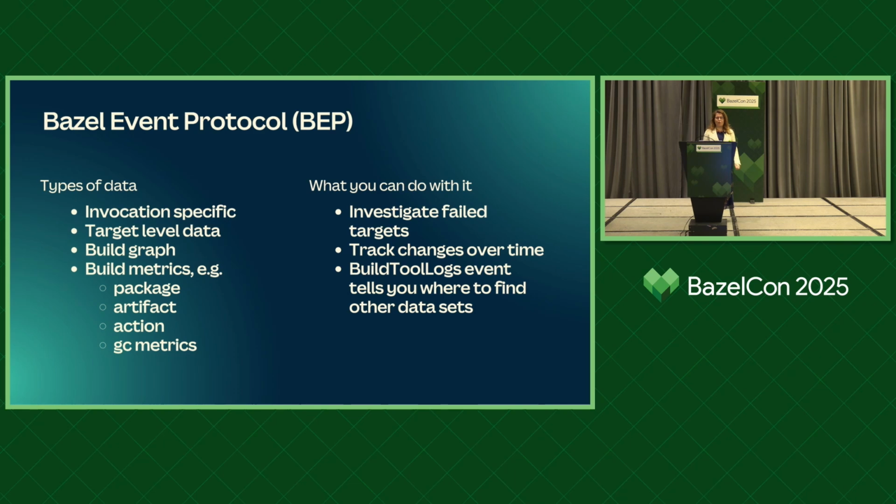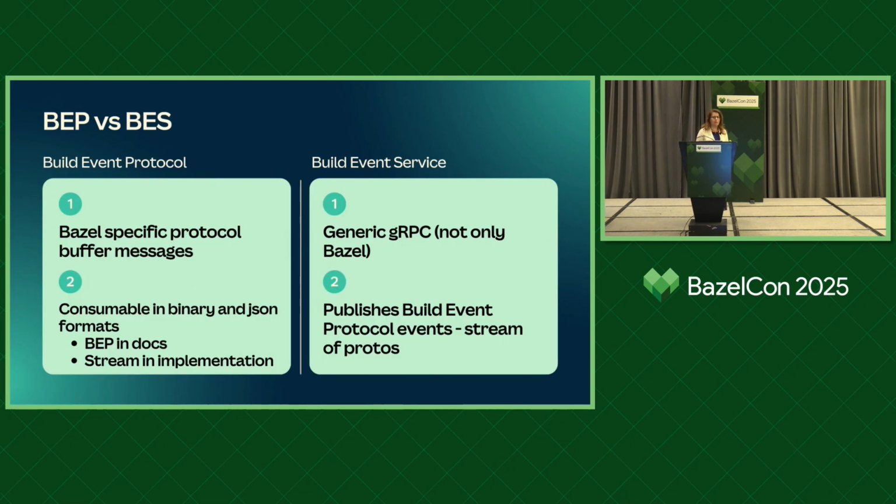So build event protocol mostly gives you target level and invocation level data. A target may have several actions. If a target fails, you will be able to get the failure and the action that failed. It includes mnemonic, failure details, and other helpful messages, as well as BEP metrics. Its main use case is in invocation and root cause analysis, and also you can track that over time as well. Worth noting that the last BEP event, called build tool logs, actually will tell you where you can find other data produced by the build, like where to find exec log.